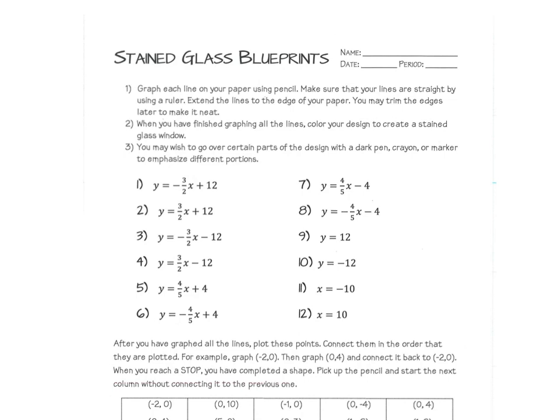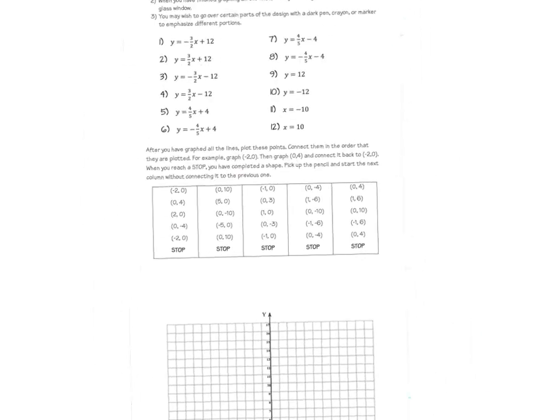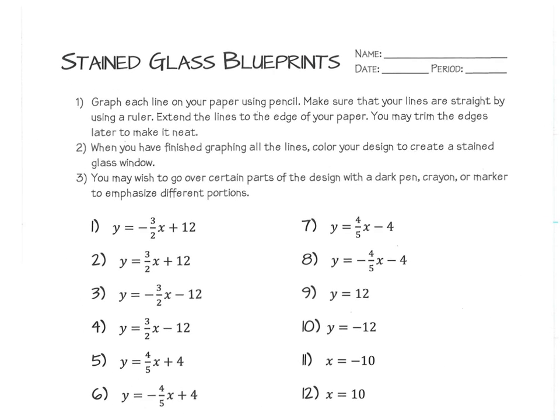What you need in front of you is a ruler and this paper. There is a front, and then the back side is a graph. What you'll be creating today is a stained glass window with a cool design that you make from the lines and the points that you graph.